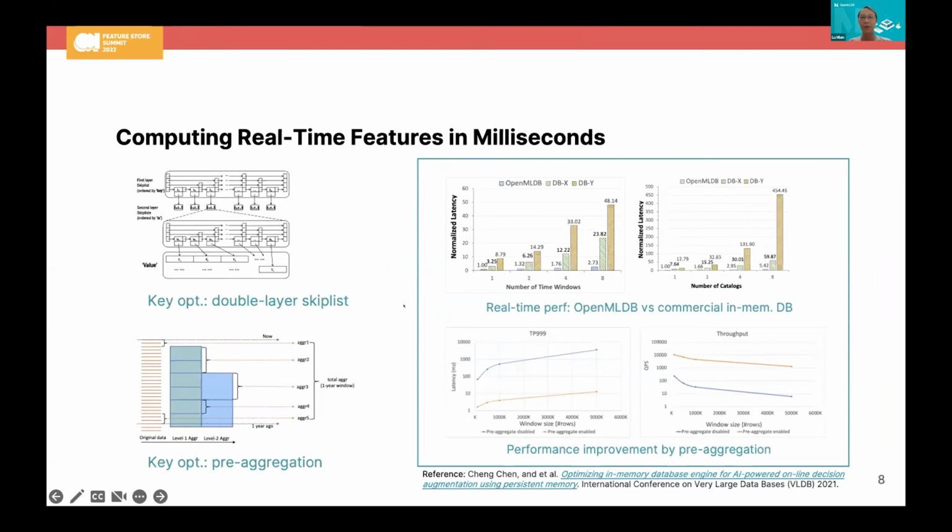In these 2 figures, we compare OpenMLDB with other commercial in-memory databases, one is SAP HANA and another one is SingleStore. We can see that for time series data and the feature engineering workload, OpenMLDB can outperform these two databases a lot. And the second row is the figure about the optimization with pre-aggregation. We have a paper at a top database academic conference, VLDB. If you are interested, you can look at the technical details of how we achieve these real-time features.